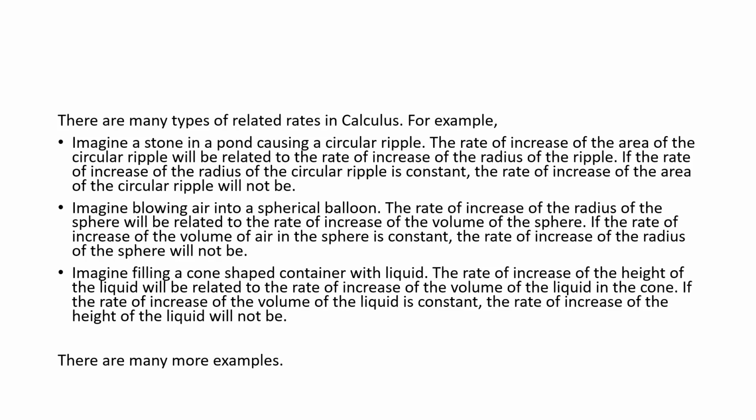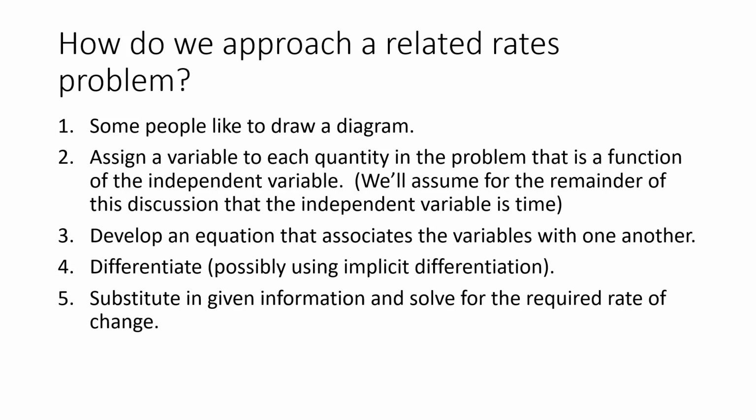But then as the radius of the cone gets wider and wider, the liquid is not seemingly going up at the same rate. It's not constant. So the last sentence in the third bullet point says if the rate of increase of the volume of the liquid is constant, the rate of increase of the height of the liquid won't be constant. And there are many, many more examples.